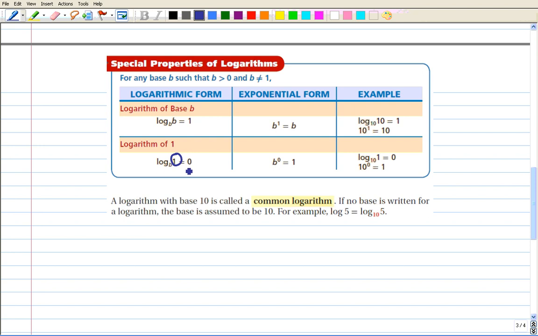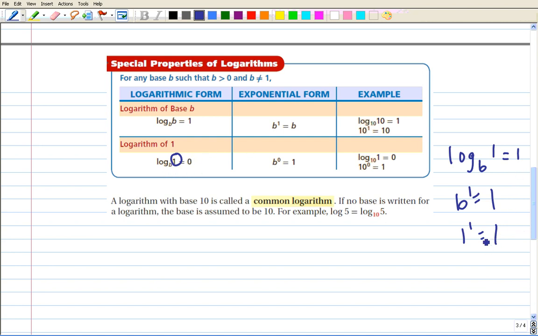Now in case you were wondering, why can't log base b of 1 equal 1? Say we were trying to figure out what that is. Well, what to the first power equals 1? Well, 1 to the first power equals 1. So why is it okay? Why do we know that this will be equal to 0 instead of 1?